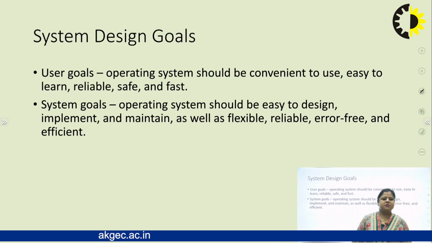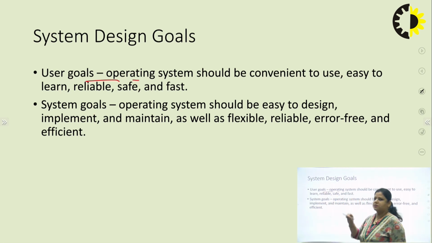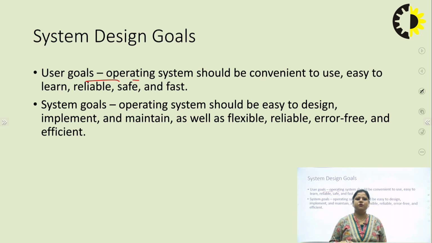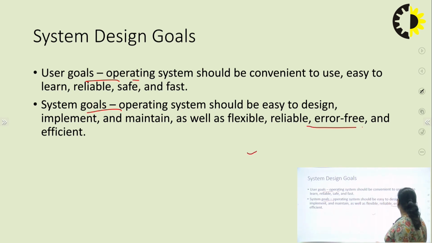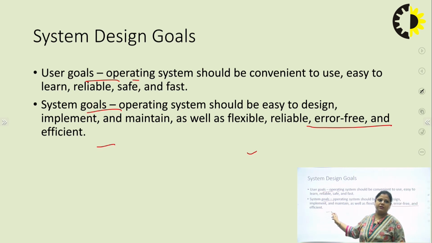Now, next is system design goals. What are the system design goals? User goals: the operating system should be convenient to use, easy to learn, reliable, safe and fast. And system goals: the operating system should be easy to design, implement and maintain, as well as flexible, reliable, error free and efficient. This is system design goals.